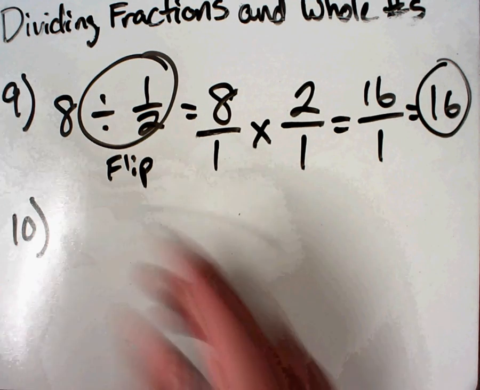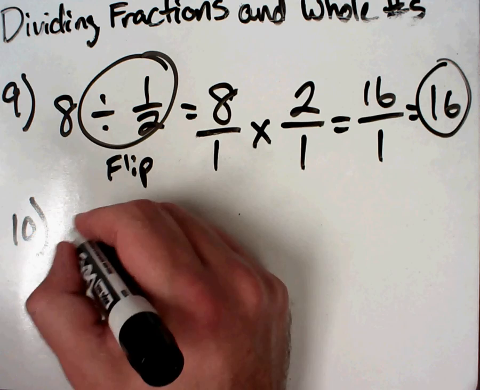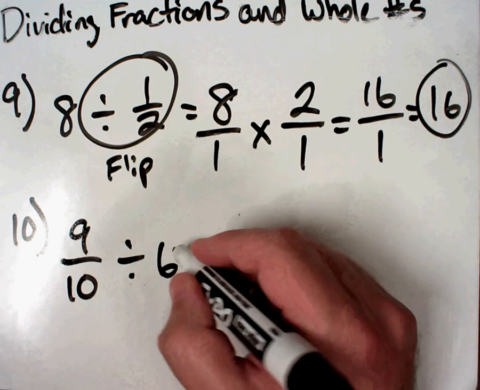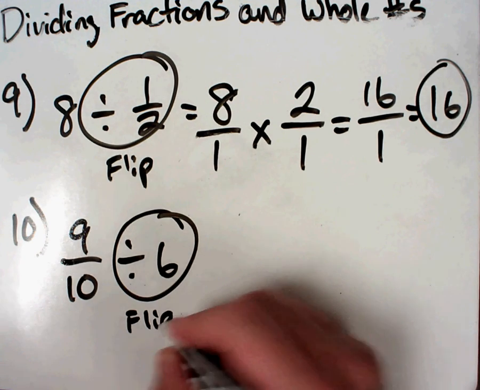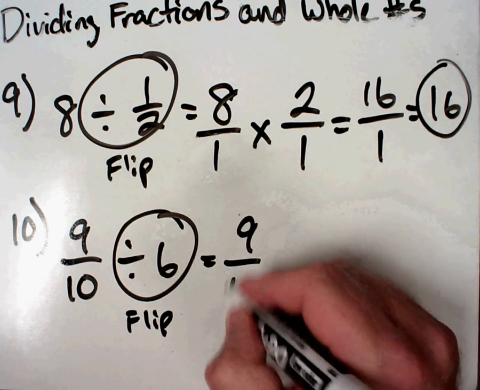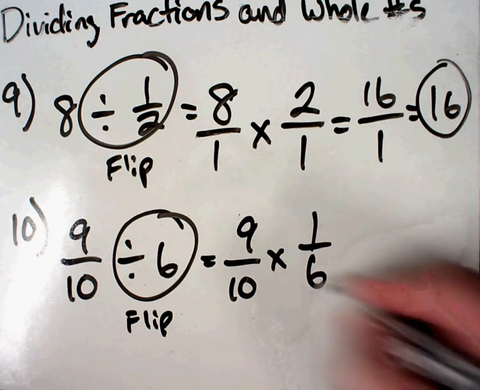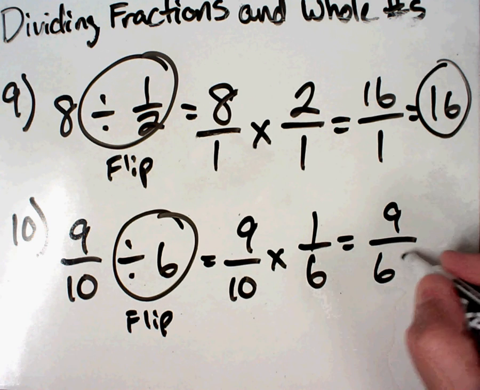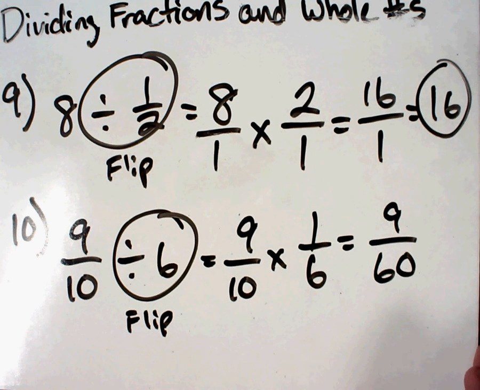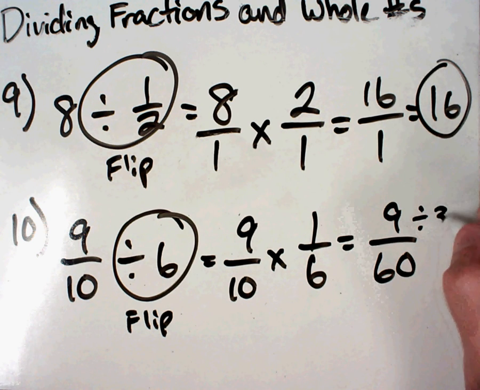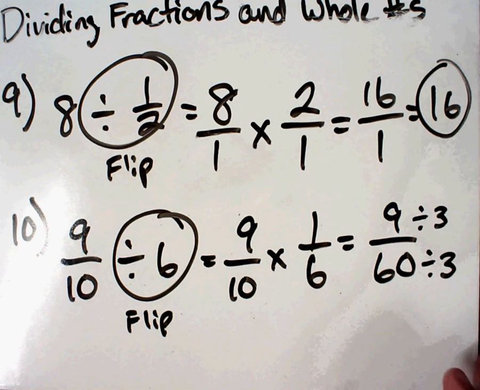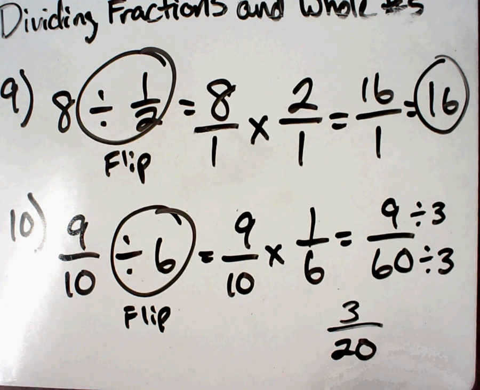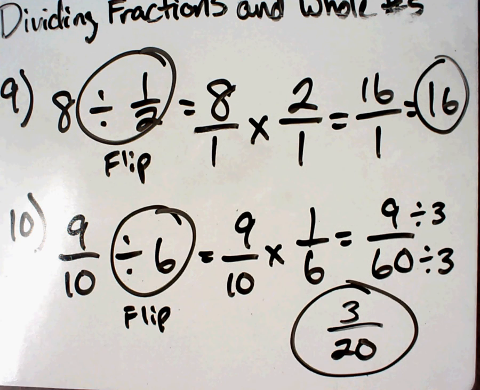Number 10. 9/10 divided by 6. Flip and then multiply. So my problem becomes 9/10 times 1/6. 9 times 1 is 9. 10 times 6 is 60. I need to simplify. I can divide both top and bottom by 3. So 9 divided by 3 gives me 3. 60 divided by 3 gives me 20. And so my final answer is 3/20.